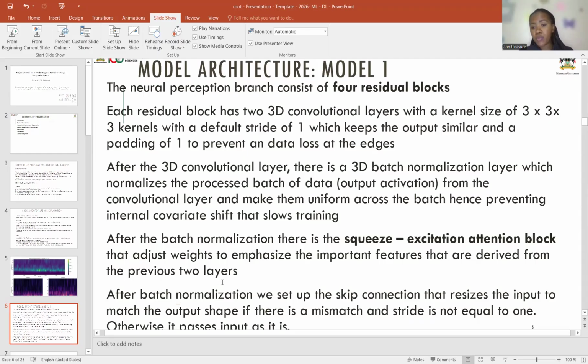After normalization, we end up with a squeeze excitation attention block. What this block does is it emphasizes the important features that were derived from the two previous layers. It adds attention to those features so that the model can pay more attention to them. And then, after batch normalization, we added a skip connection that resizes the input to match the output shape if there was a mismatch between the input and the output shape, or if the stride was not equal to 1. If the stride is equal to 2, it means that the output may reduce. Otherwise, it passes the input as it is.